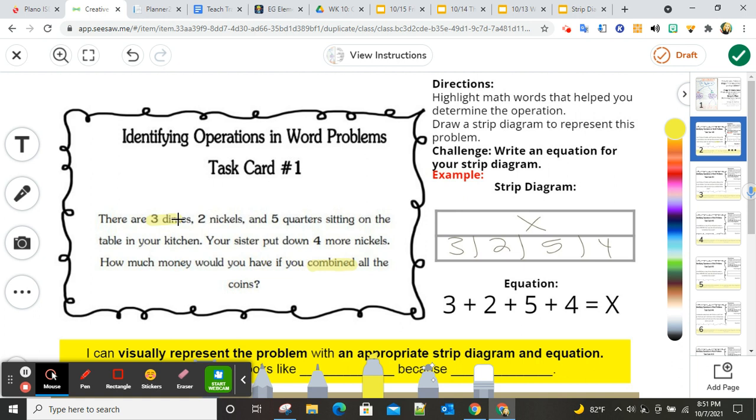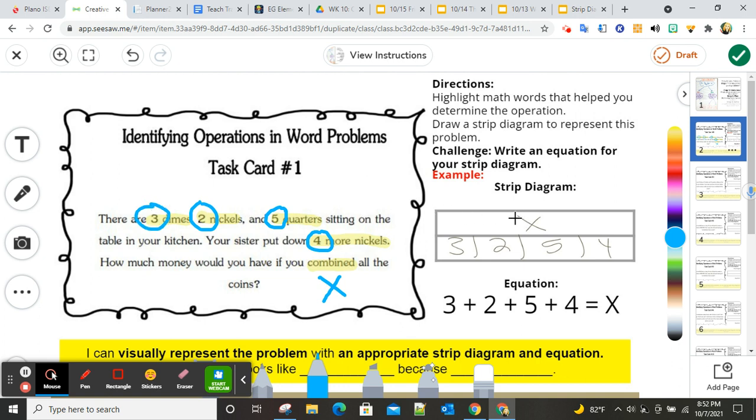There are 3 dimes, 2 nickels, 5 quarters sitting on the table in your kitchen. Your sister puts down 4 more nickels. How much money would you have if you combined all the coins? So we know we have addition because of the word combined. And we have unequal parts. So unequal parts, no total, that equals addition.